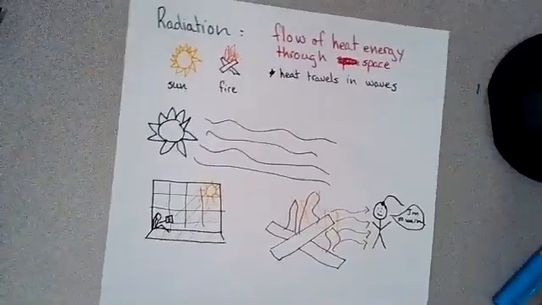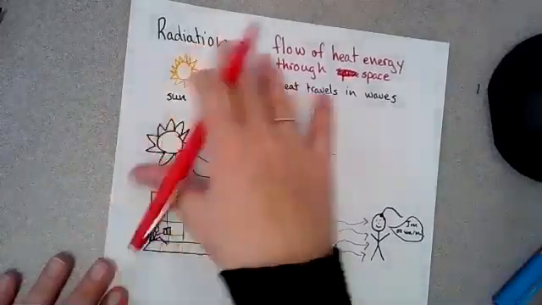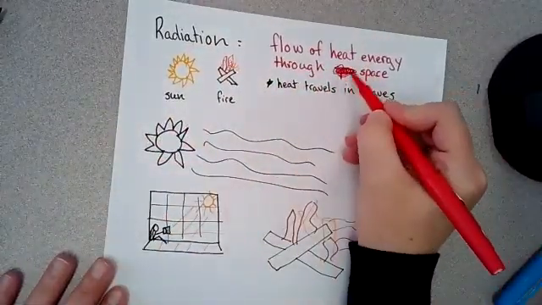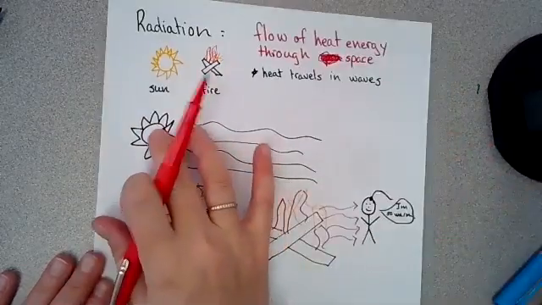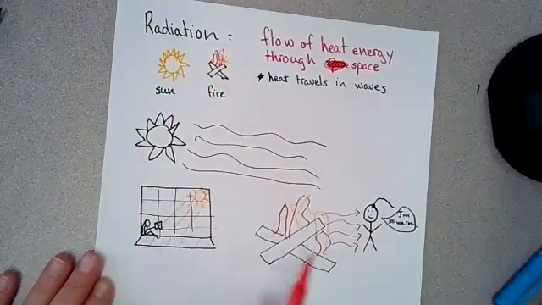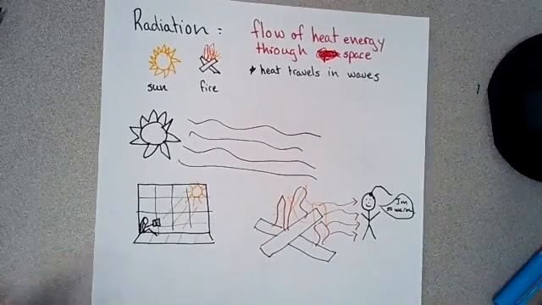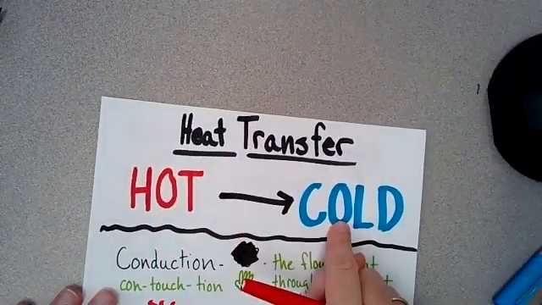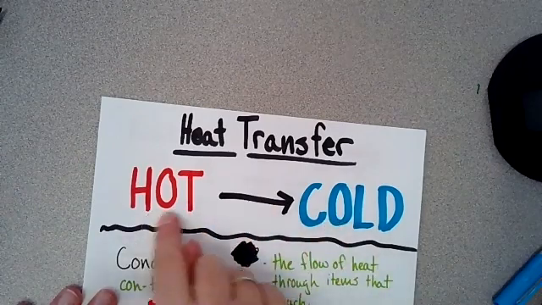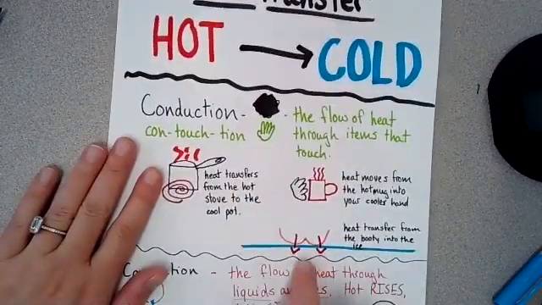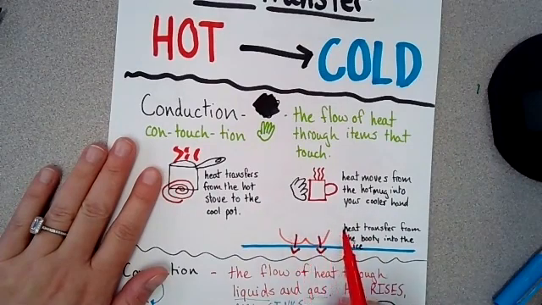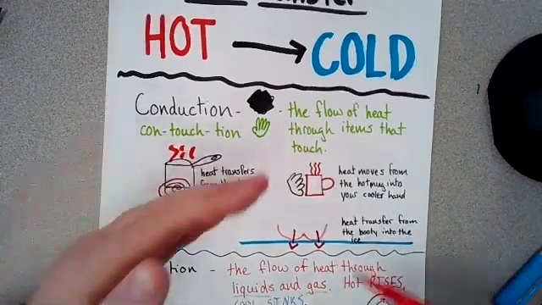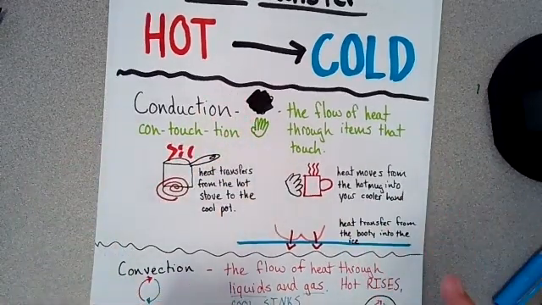And then the last one is radiation. This is the flow of heat energy through open space. So it travels in waves from the sun, comes through a window, and heats up Miss Cahoon, who's standing over here. But most importantly, you need to remember that heat always moves from something hot to something cold. Hot to cold, hot to cold. Yes, even from your hot booty into the cold ice. The heat is literally leaving your booty, not the other way around.